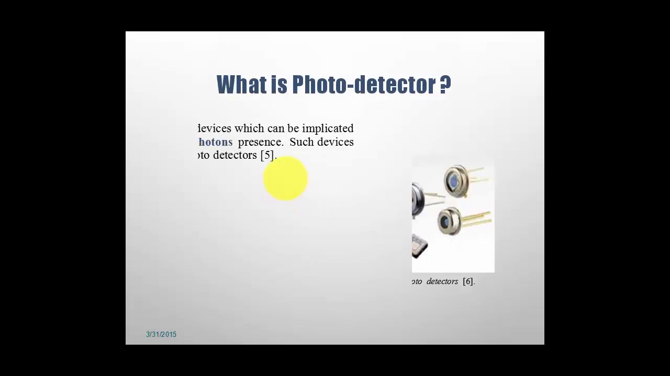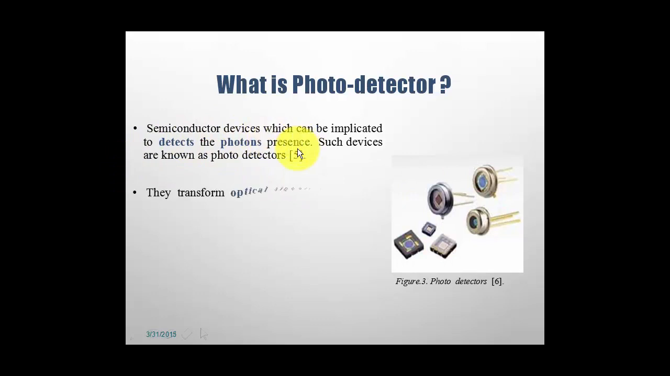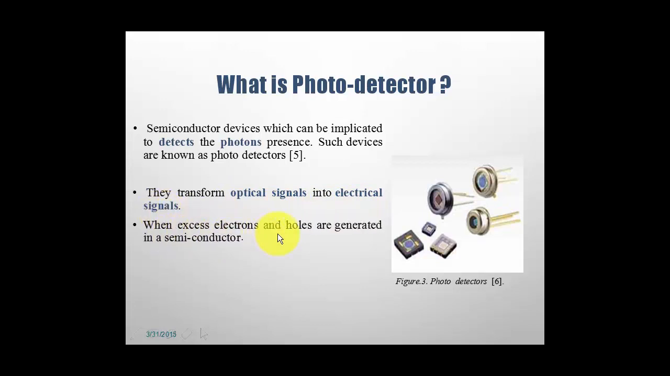What is a photodetector? A semiconductor device which can be employed to detect the presence of photons is known as a photodetector. They transform optical signals into electrical signals. When excess electrons and holes are generated in a semiconductor, the response is proportional to the power in the beam. These are some samples of photodetectors.